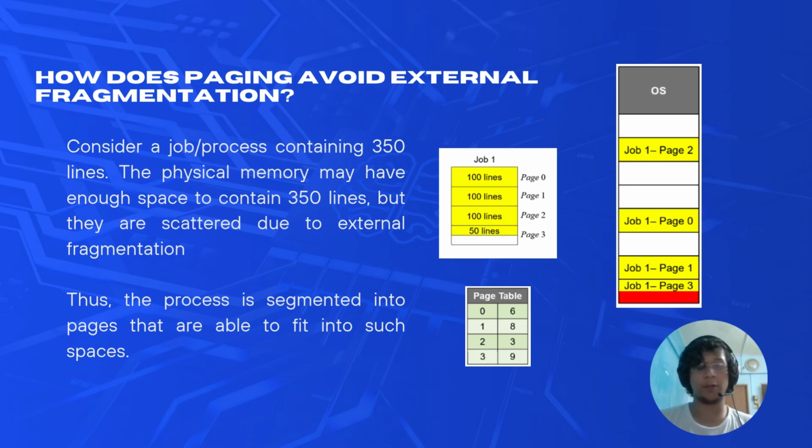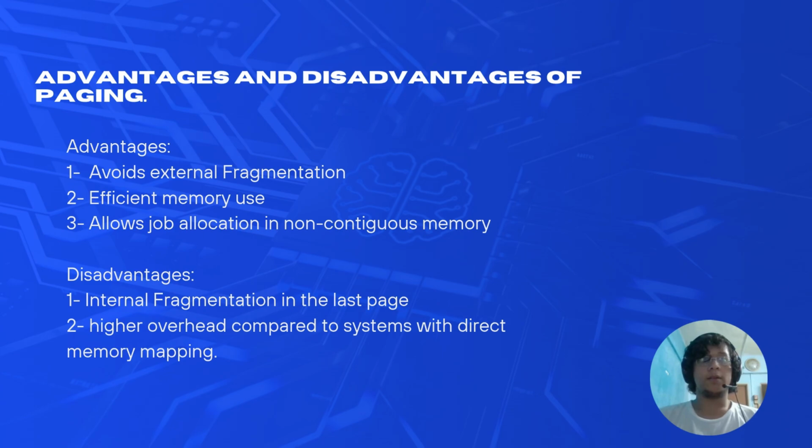and then the page table helps find that frame by providing the corresponding frame number. The advantages and disadvantages of paging include: for the advantages, it avoids external fragmentation, which is our main issue. It has efficient memory use, since it's using as much memory as it can, no matter how much the size is, and allows job allocation in non-contiguous memories.